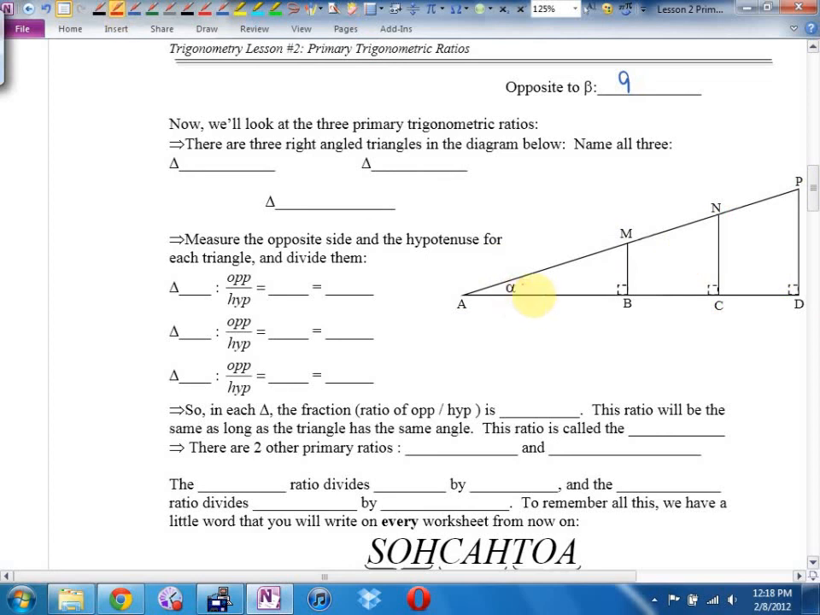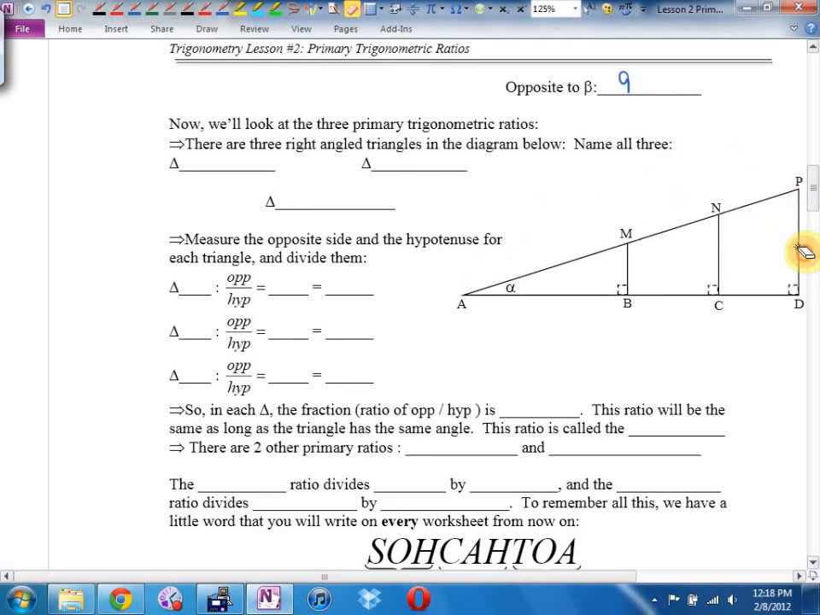If you were to very, very carefully measure this length and divide it by that length to like 2 decimal places, you would get a decimal answer. If you were to very, very carefully with a ruler measure this length and divide it by that length, opposite divided by hypotenuse, you would get the same decimal answer if you had a super accurate ruler, as you got before. If you were to measure this opposite divided by that hypotenuse, you'd get the same decimal.